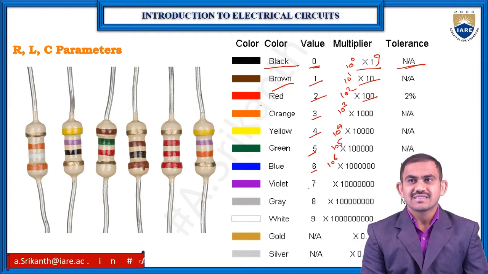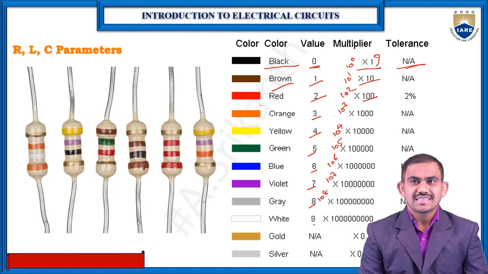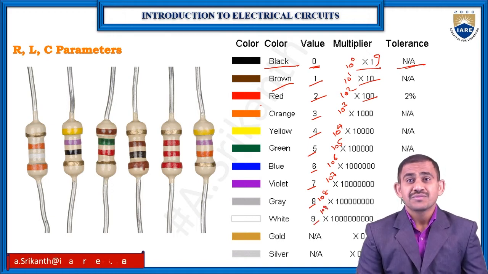And violet is 7, 10 power 7. Gray is 8, 10 power 8. White is 9, 10 power 9. So we have different values and different multipliers.